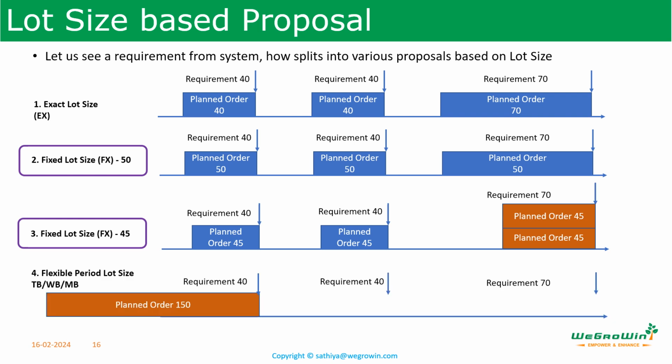The next option is if you are going for periodic lot size. Now in this example, we have the weekly requirements of 40, 40, 70. Suppose we want it as a monthly requirement. Then the system will add all these and give the requirement of 150 as one requirement, which is required on the first of the month. Like that, it will give us one planned order of 150. Right? This is how the system will work out based on the lot size.